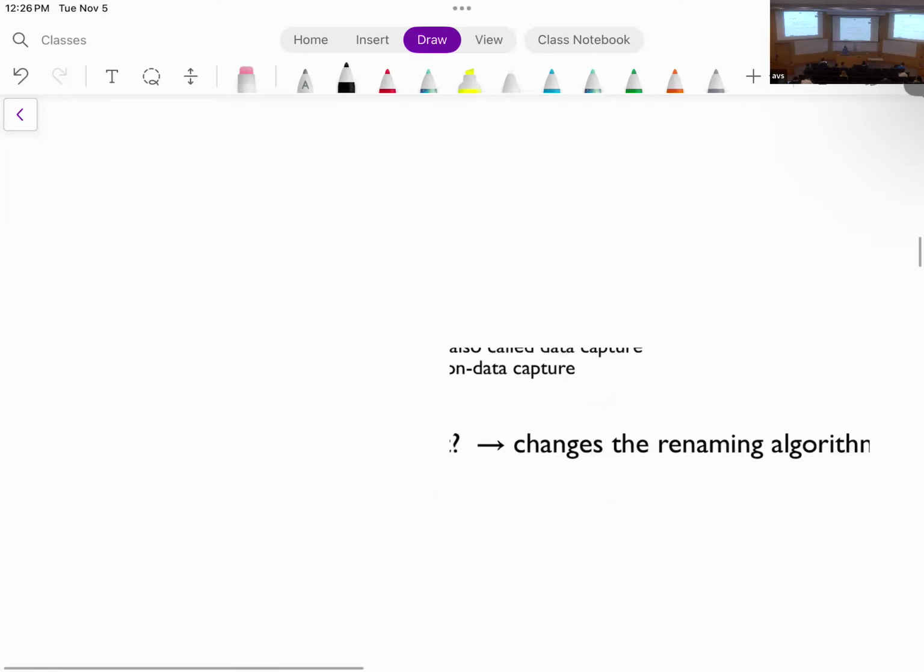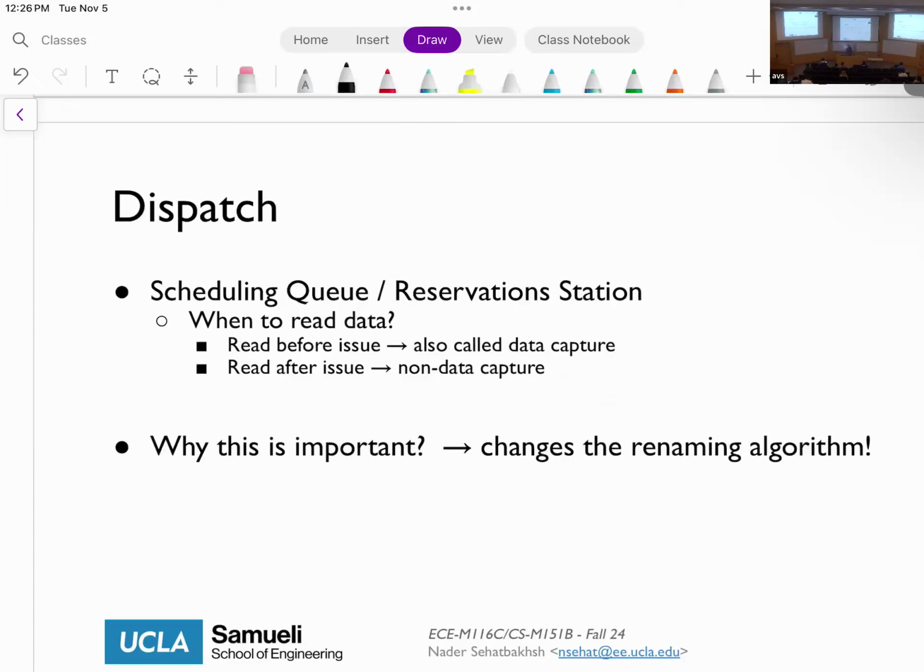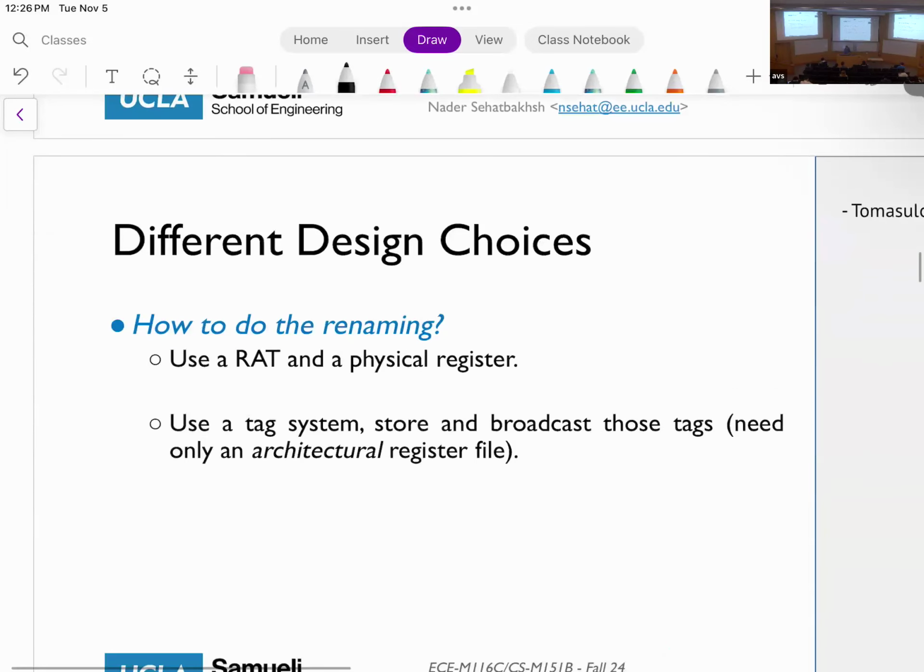The reason that this is important is that it changes your renaming algorithm and it also will change your forwarding algorithm. Okay? So what we discussed in the class was the first method, that we're going to use a register alias table and we're going to use physical registers, right? So I told you to forget about architectural registers. Whenever you see an architectural register, you immediately translate it into a physical register. From now on, you have a physical register file and you can move on with that, okay? That was the idea that we discussed in the class.